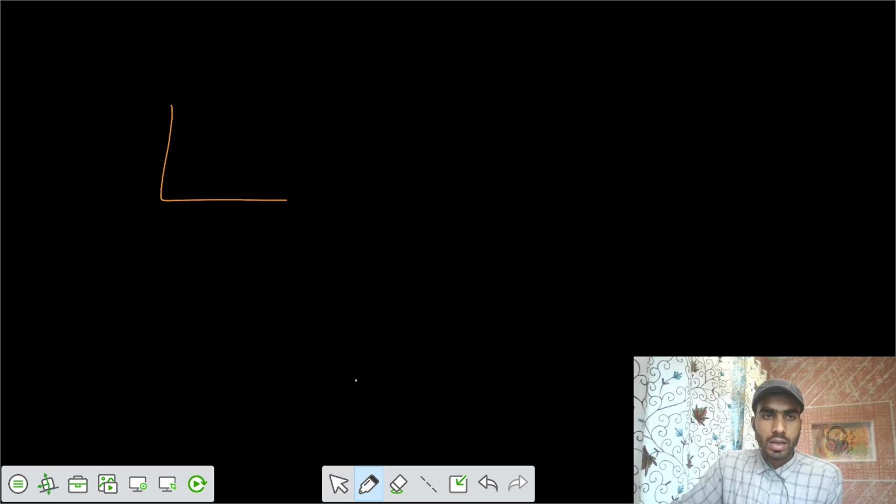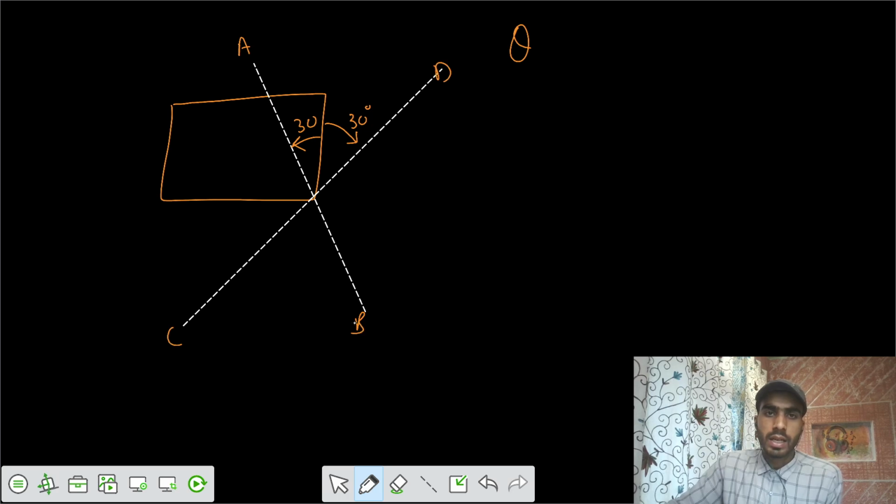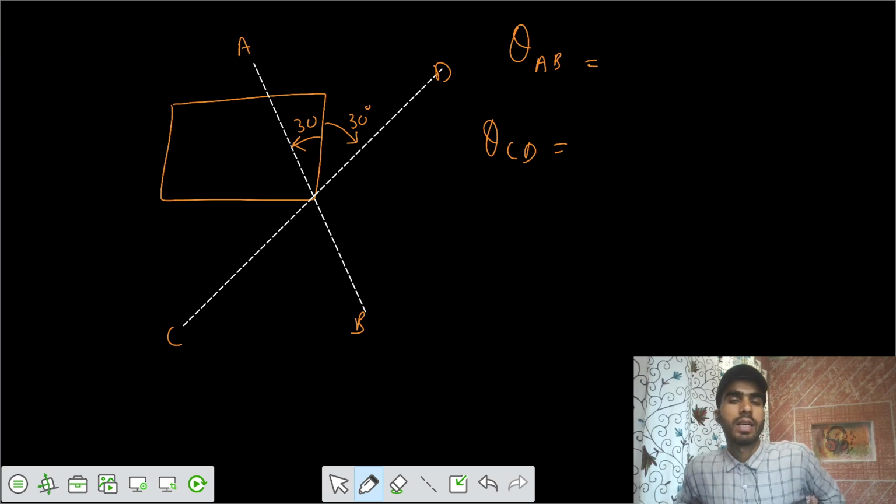Let's take one more. We got the stress element. Now we're saying we have two planes such that they make an angle of 30 degrees with respect to the vertical. This is making an angle of 30 degrees, and this one is also making an angle of 30 degrees with respect to the vertical. Say this is line AB, this is line CD. Get the value of theta for AB and theta for CD. What should be the value of theta for the calculations? Let's say for AB.